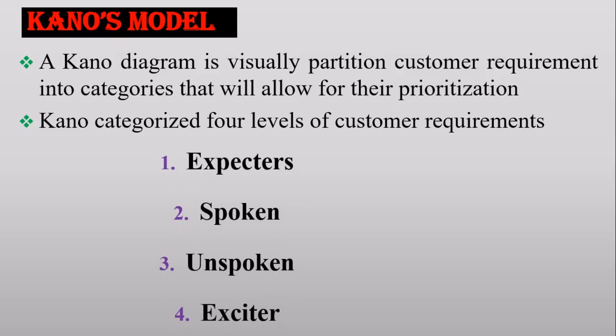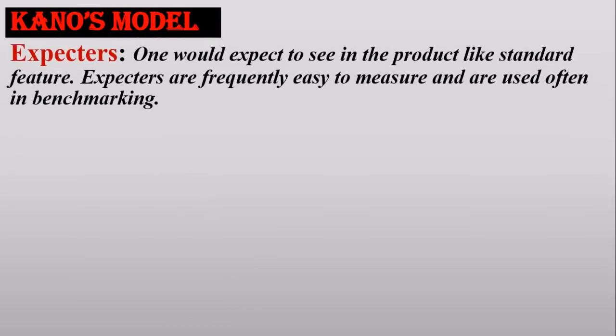What are the categories? First are expectors, then spoken, then unspoken, and exciters. These are the four different categories. You can include all the needs of the customers in these categories. First is the expector. What is meant by the expector? It is what one would expect to see in the product, like standard features. This is called the expector category. Expectors are frequently easy to measure and are often used in benchmarking.